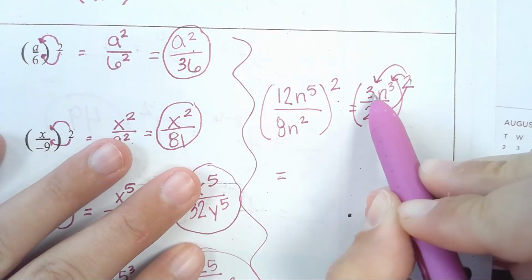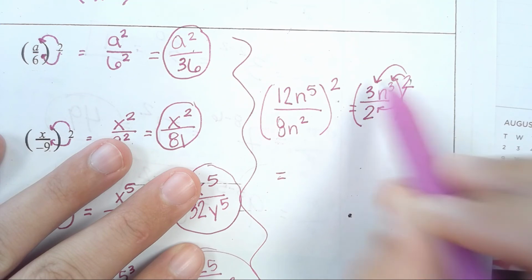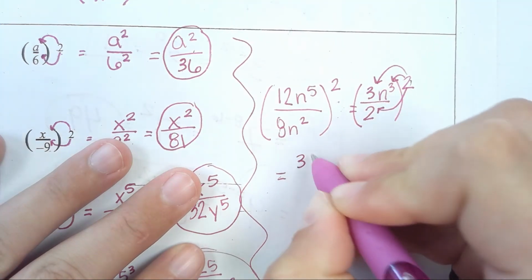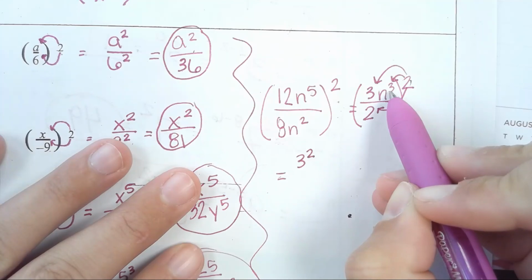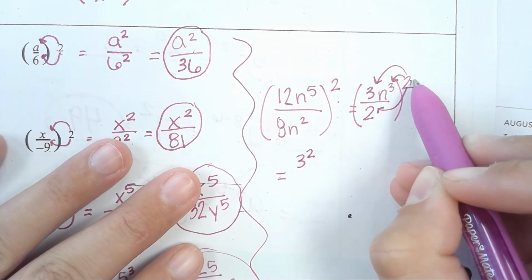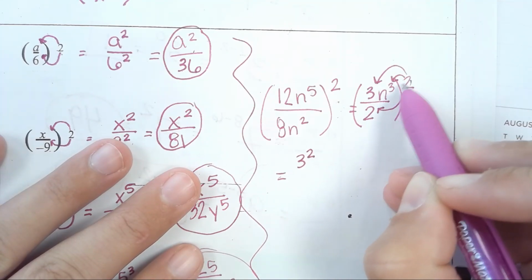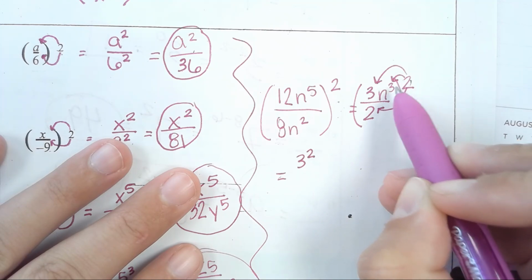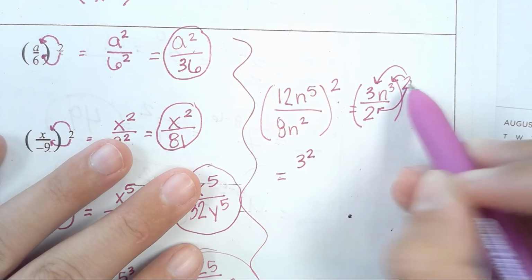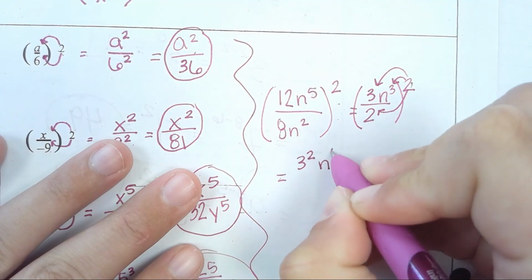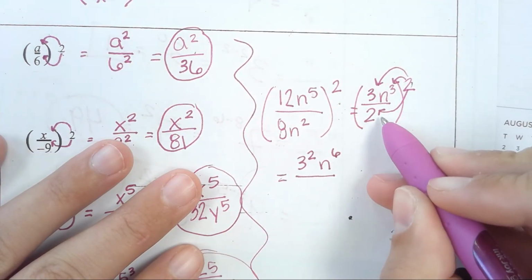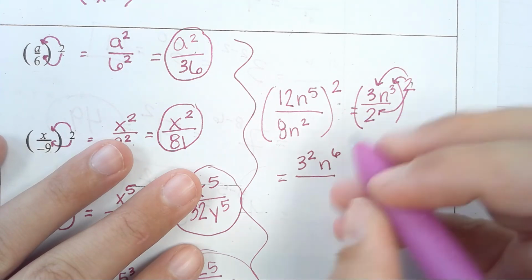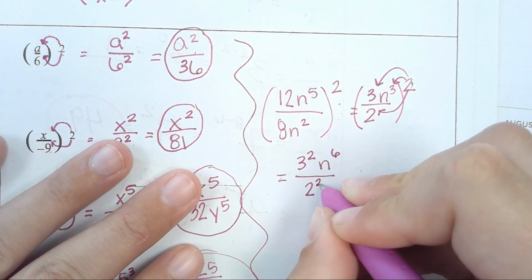So if the 2 goes with the 3, this would be 3 to the second power. And then if the 2 goes with the n cubed, remember if you have a power to a power, you just multiply the exponents. So 3 times 2 is 6. So this would be n to the sixth power over. And then your 2 goes with the 2 here, so this would be 2 to the second power.